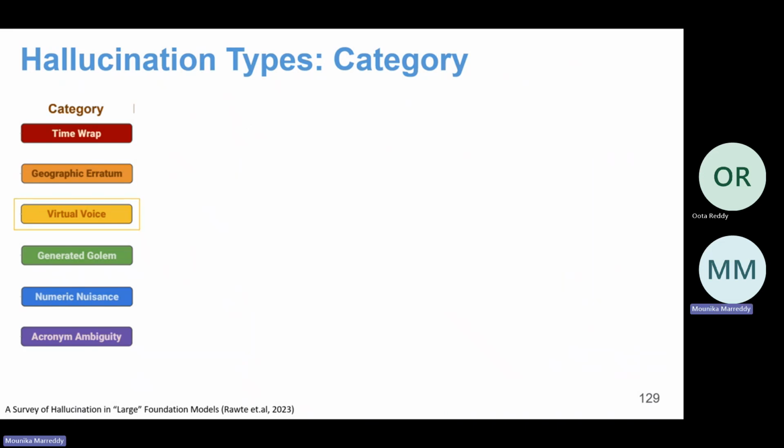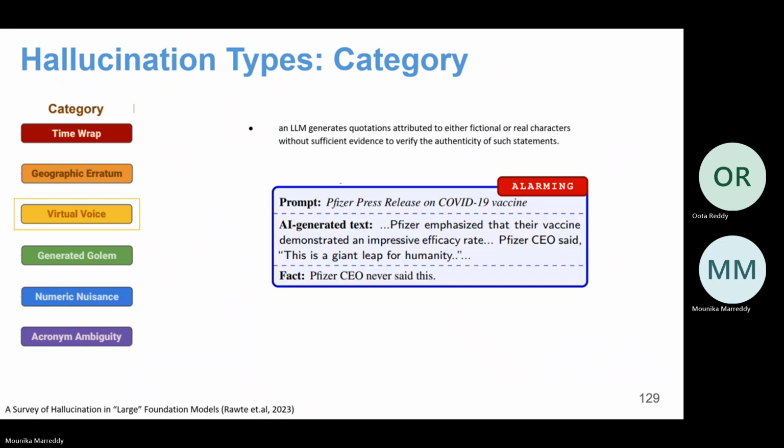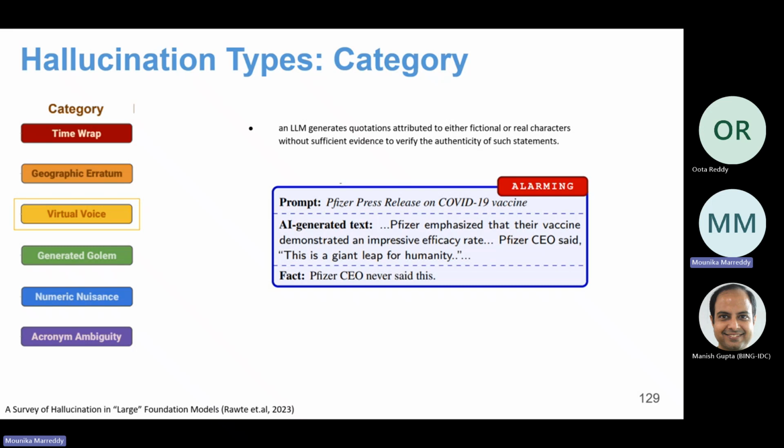Then comes the virtual voice. So here the LLM generates quotations attributed to either fictional or real characters without sufficient evidence to verify the authenticity of such statements. Here we have given some prompt related to the COVID-19 vaccine, and the AI generated this particular text. Here the fact is, Pfizer's CEO never said this. The expression, giant leap for humanity, is quoted from Neil Armstrong, a renowned historical statement upon stepping onto the moon. So the AI generated text used that statement to answer this question here, which is incorrect.